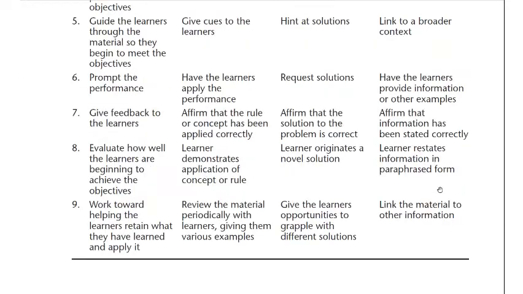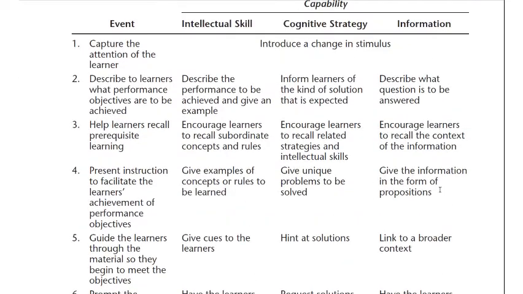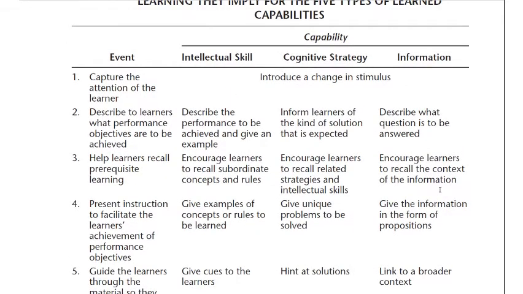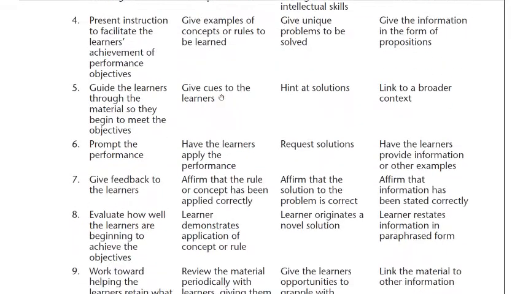So basically what this chart tells you is what kind of activities to do if you're using Gagne's 9 events of instruction to design your lesson or your instructional unit, and your objective is in the intellectual skills category.